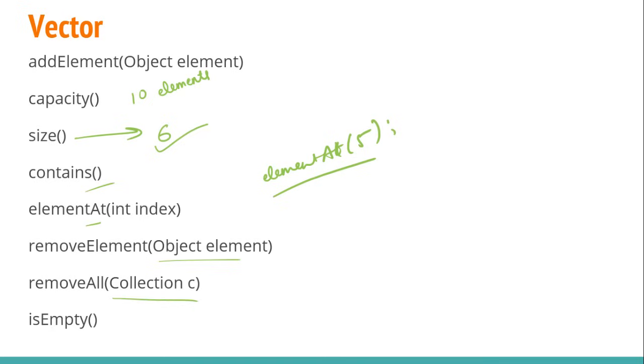Remove all will remove the collection that you provided, and isEmpty will check whether the collection is empty or not. So it will return true or false. It returns a boolean value, true or false, depending on whether your vector is empty or not.